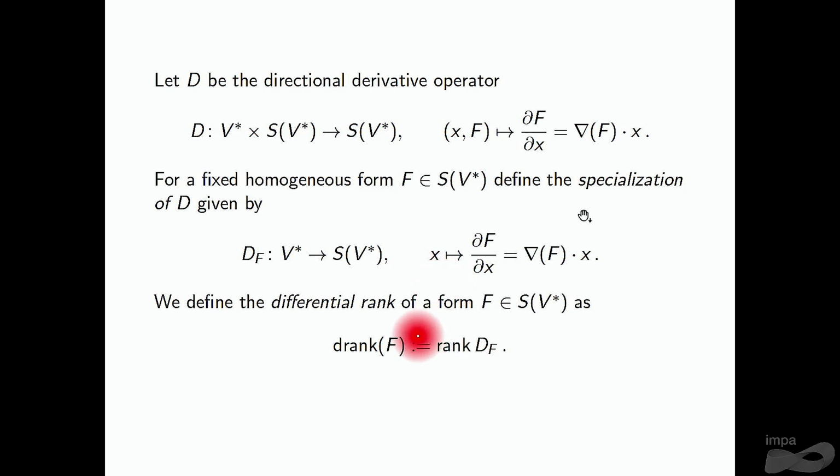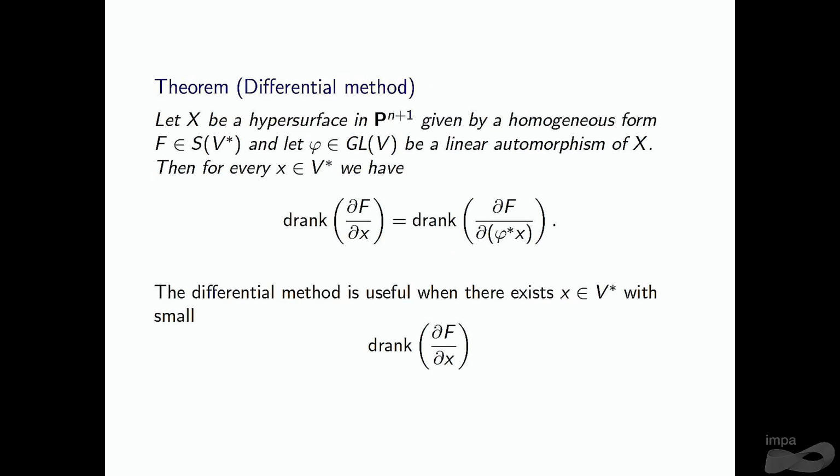And we define the differential rank of this form exactly as the rank of this map, so the dimension of the image. So you take your form, you take all possible directional derivatives of it, you take the span of it, and compute the dimension of the image, and you call that the differential rank. So that is the differential method, as they call it.